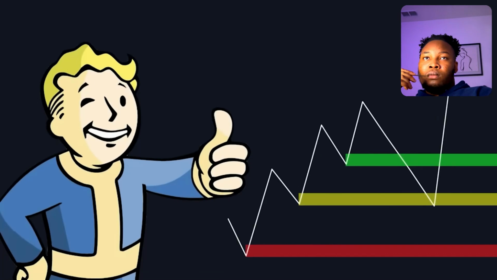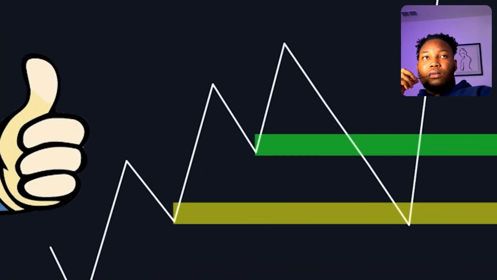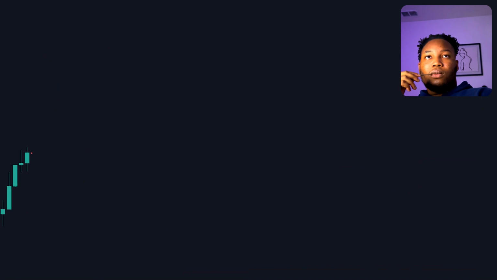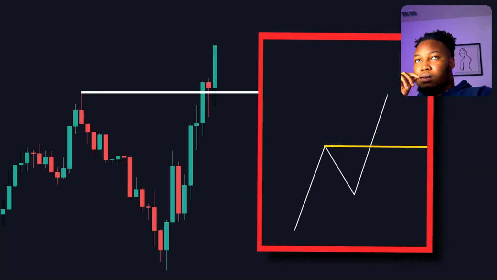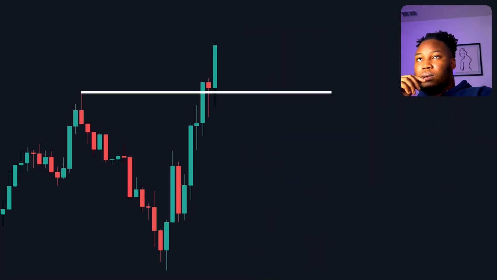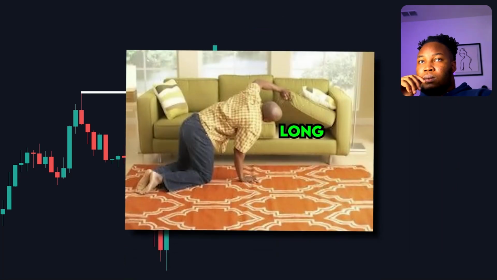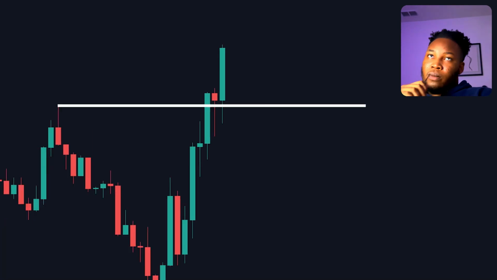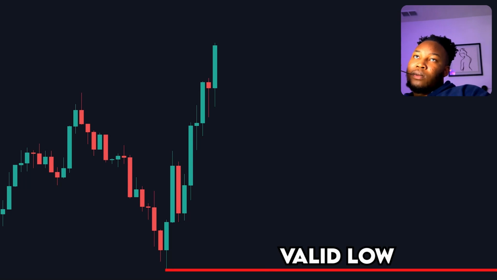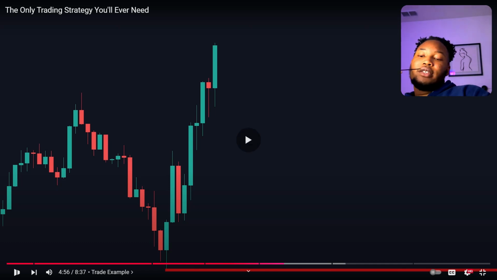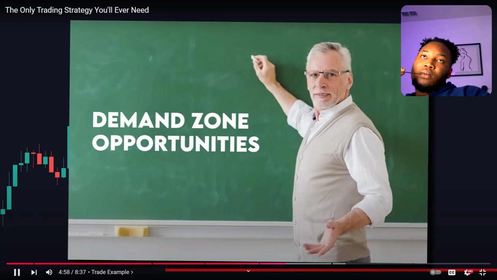Okay, let's go back to the video to a real life example using the strategy I just taught you. Looking at a real chart, we see price moved upwards, came down, and then broke this previous high, which means we have higher highs and higher lows, meaning we're in an uptrend. Since we're in an uptrend, we only look for long trades. We do not look for any sell positions, as shorting in an uptrend is just silly. Since this low broke the previous high, this is our valid low, and price will only be in a downtrend if it breaks this point. So now that we know we're in an uptrend, we want to look for demand zone opportunities.